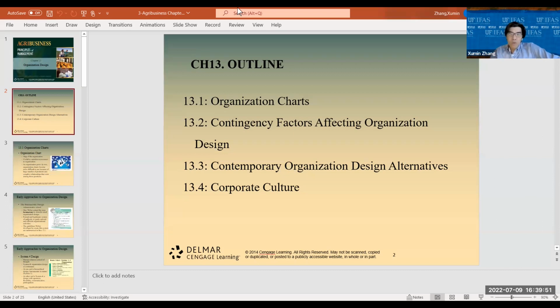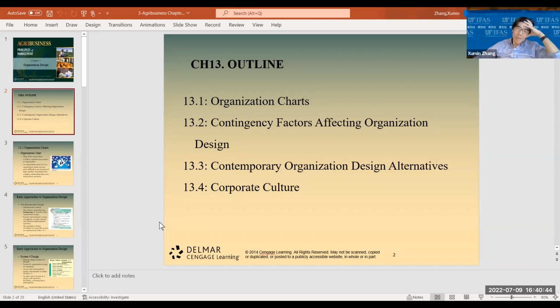Last chapter, chapter 12, we talked about the organizing process. The output is the O chart. But in this case, the O chart is not fixed, right? It might change due to, let's say, environmental dynamics, environmental change. The organization design, all right?